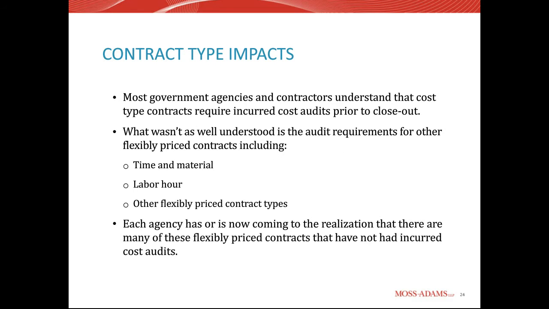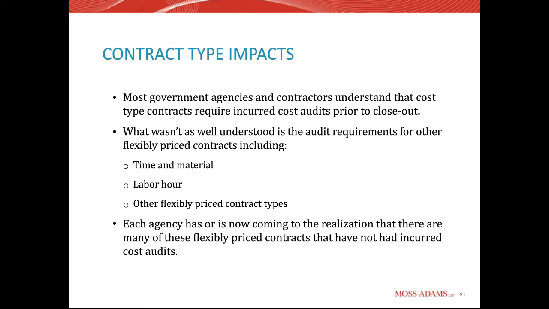So contract type impacts. As we say here, most government agencies and contractors understand that cost type contracts require incurred cost audit. I don't think that's a big surprise, that they can't really close out a cost type contract unless they've had an audit done. They know that there's the clause in the contract that requires that almost universally in those kind of contracts. But what wasn't as well understood is the audit requirement for other flexibly priced contracts, and we've been mentioning that. We've seen that situation happening over and over again where maybe a prime contractor just wasn't doing audits of their subcontracts that were time and material or labor hour or other types.